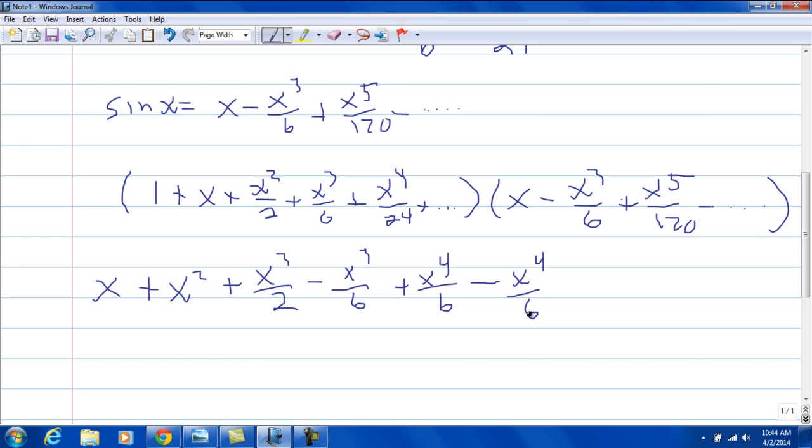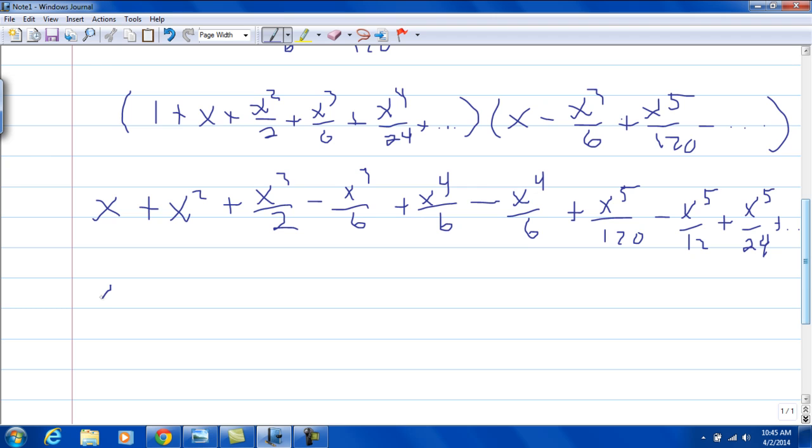Now we can do 1 times x to the 5th over 120, so plus x to the 5th over 120. We can also get the x to the 5th by doing x squared over 2 times x cubed over 6. So that's going to make it minus x to the 5th over 12. We can also get it by doing the x to the 4th over 24 times the x, and that's going to give us plus x to the 5th over 24 plus dot dot dot.